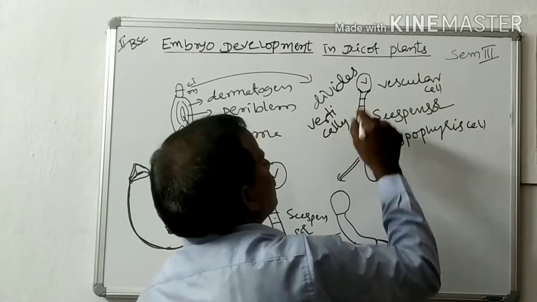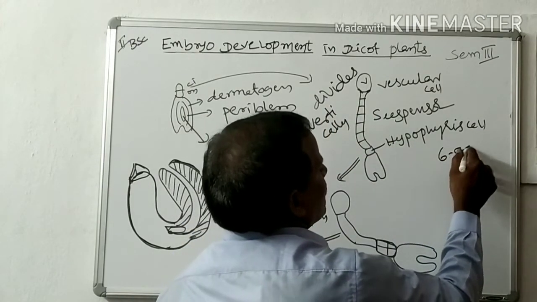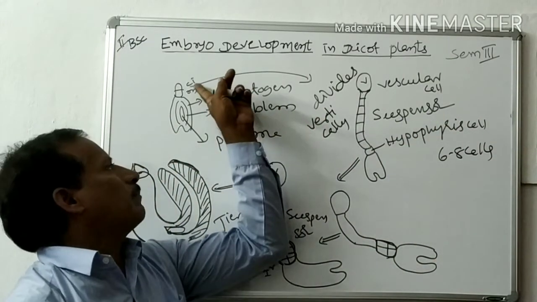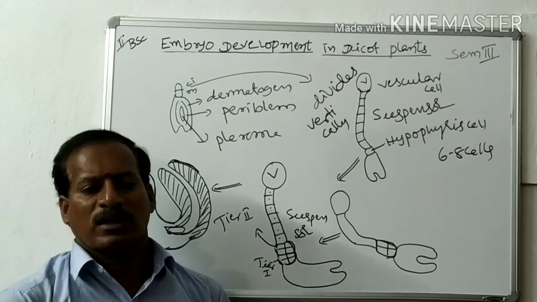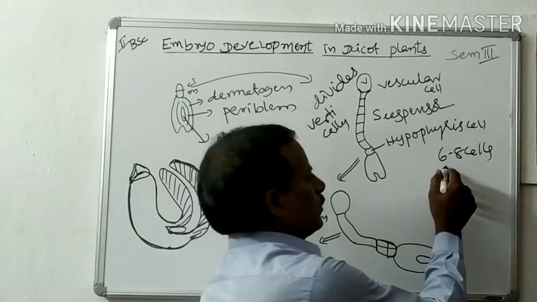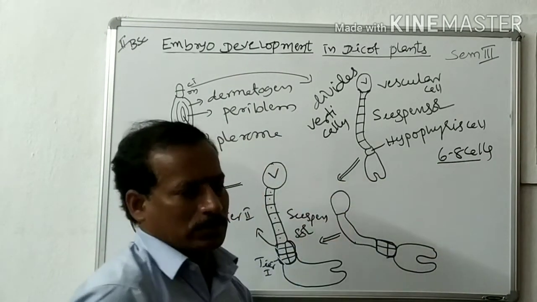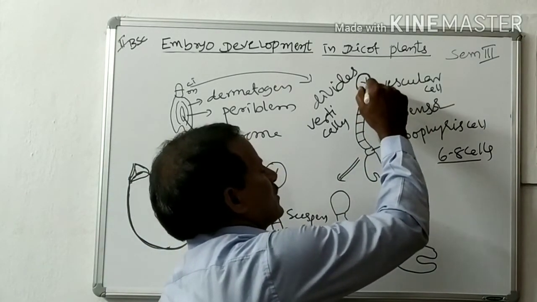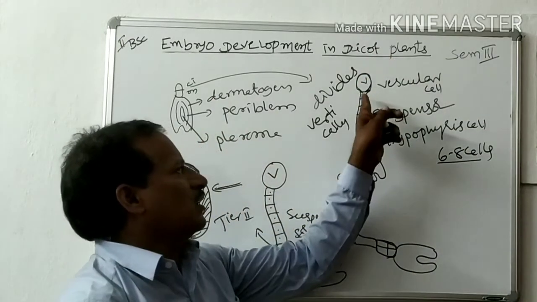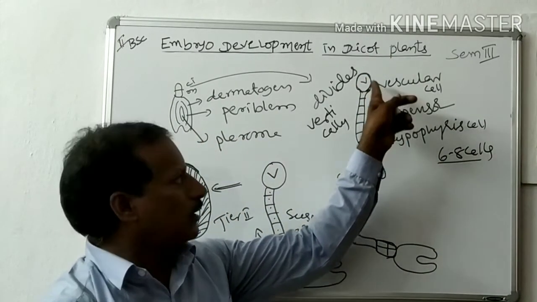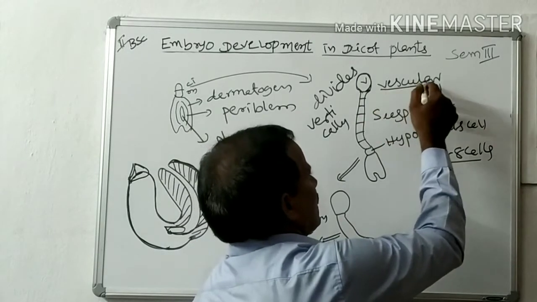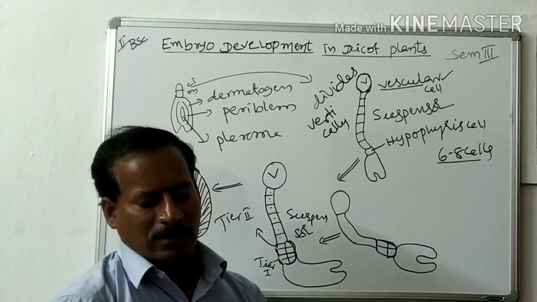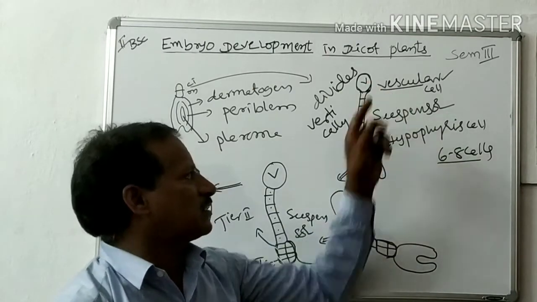Okay, vertically giving rise to 6 to 8 cells. A 6 to 8 celled suspensor is established. In this, one cell is swollen in structure. It is above the suspensor. This is a vesicular cell. Okay, it is swollen and big in size. That is a vesicular cell or a V cell.